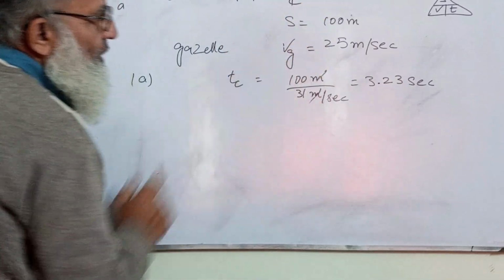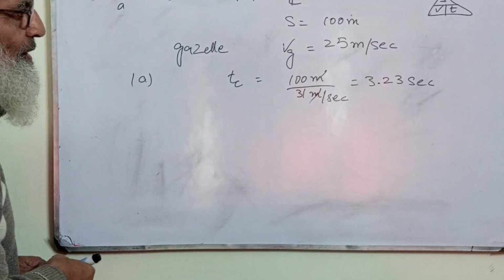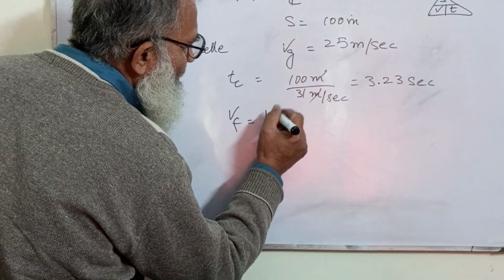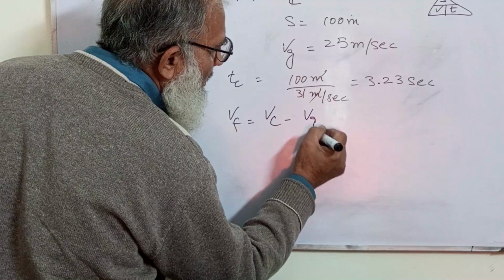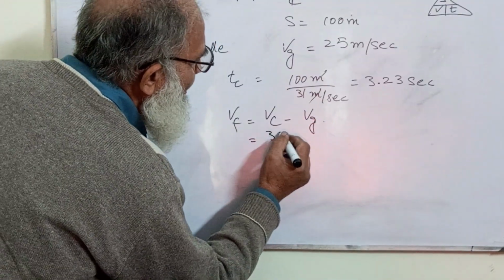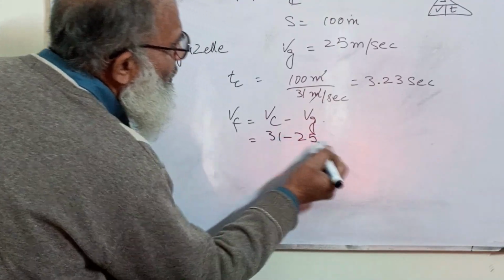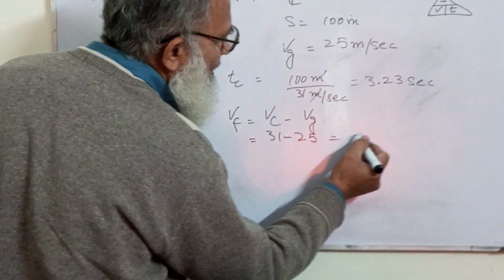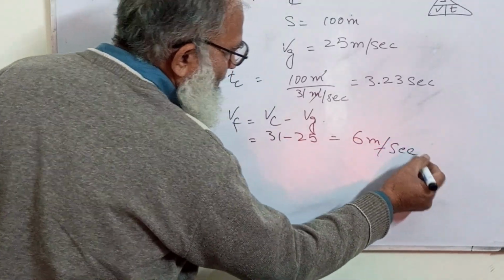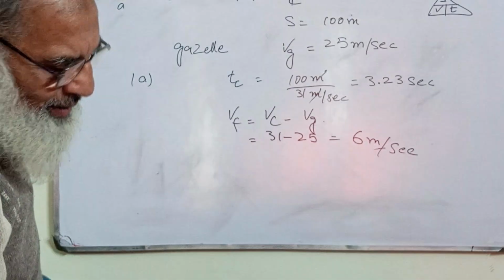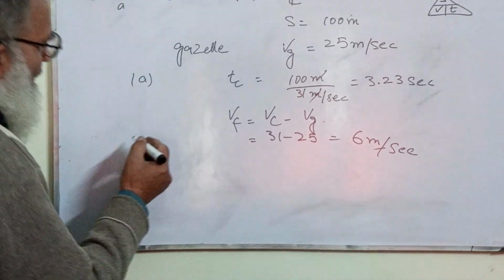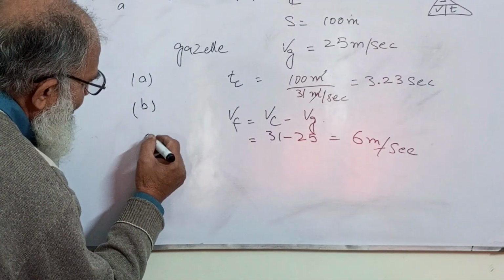Now this is the difference between the speed of the cheetah and the gazelle. So Vf, you can say, will be Vc minus Vg. This is the closing speed. This will become 31 minus 25, both in meters per second. It will become 6 meters per second. Understood my point? Now this was B.